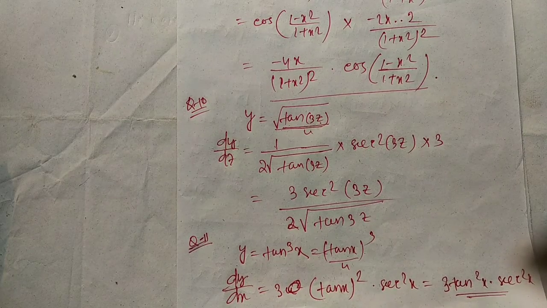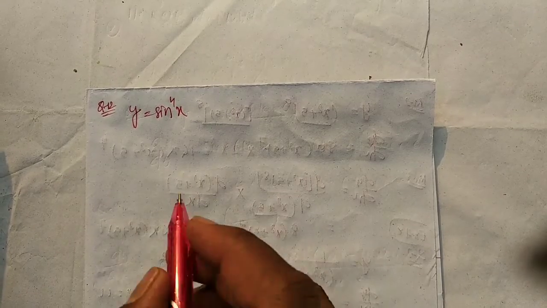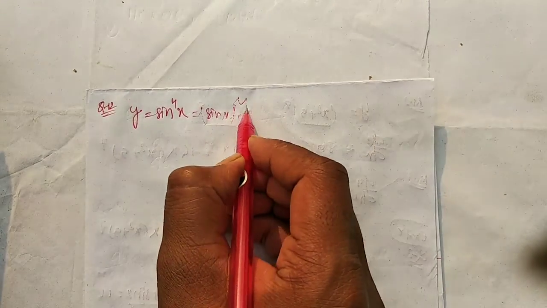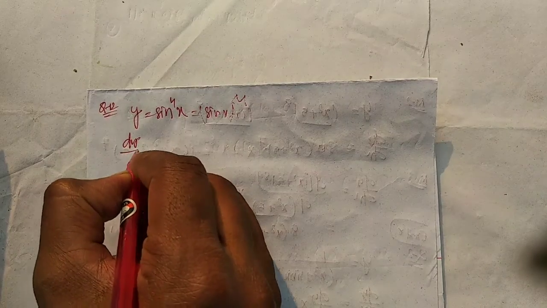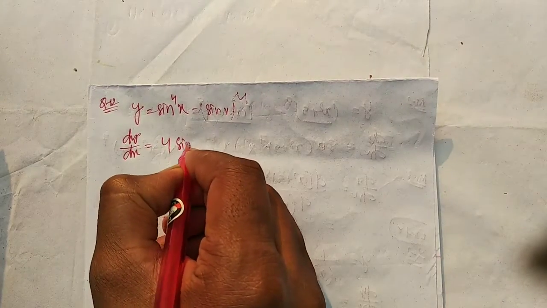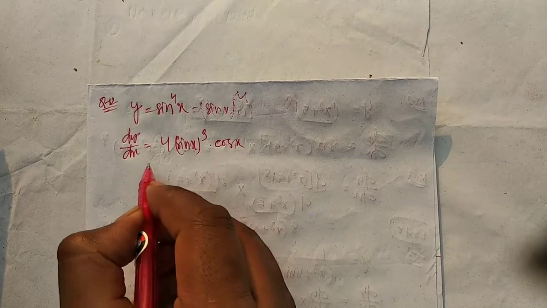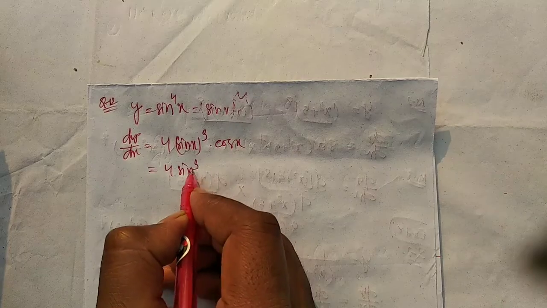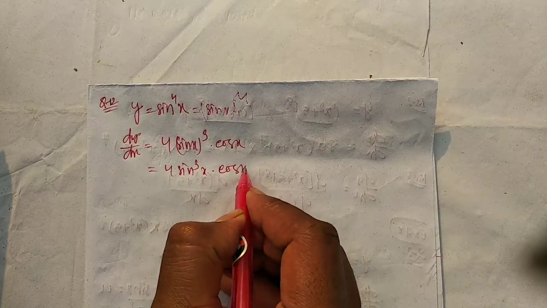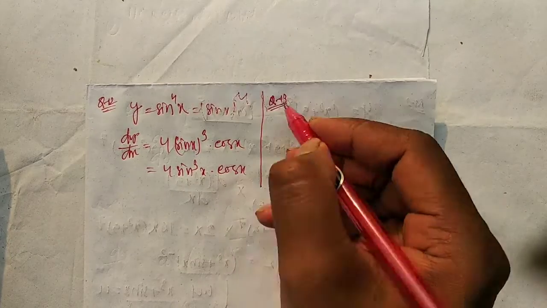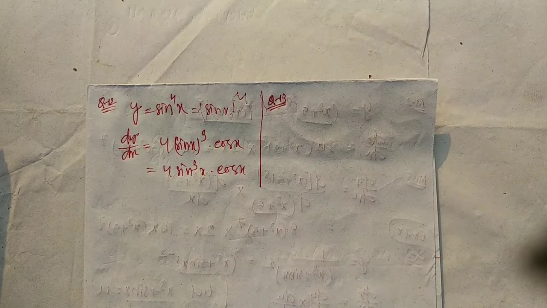Solve question number 12. Here the question is sin 4th x. This can be written as sin x to the power 4. So the derivative will be the derivative of sin x to the power 4 with respect to sin x, again sin x with respect to x. So 4 sin x to the power 3 into the derivative of sin x, that is cos x. 4 sin cube x into cos x. This will be the answer. So now we have to write directly the derivative of every function.